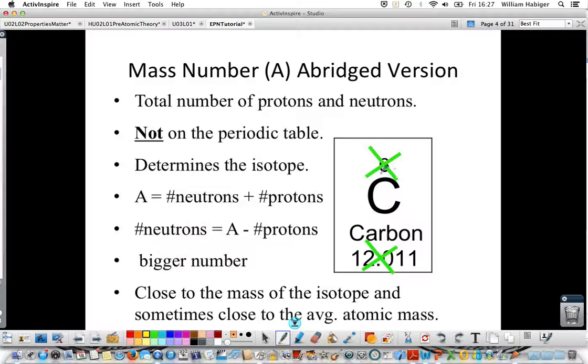Okay? Then we have what's called the mass number. Now, the mass number is not on the periodic table. That has to be given to you, or they have to give you the neutrons, and then you can calculate the mass number from the protons. Now, some people say, well, let's just use the average atomic mass, which is the decimal number on the periodic table, and round it up or down and say that's your mass number. Well, you can't always do that. Okay? It's technically incorrect because mass numbers tell you what isotope it is, and isotopes are the ones that have different numbers of neutrons.